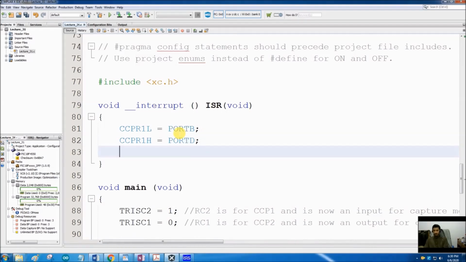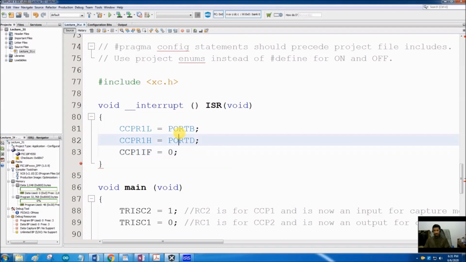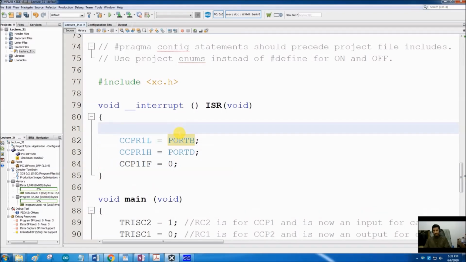And at the end, what we have to do is CCP1IF is equal to 0. Clear the interrupt flag. And what else we wanted to do in the interrupt service routine is clear the timer. TMR1 is equal to 0. Why have I written TMR1 is equal to 0 as the first line? To minimize the error. What sort of error?